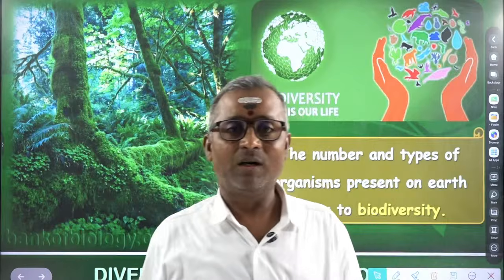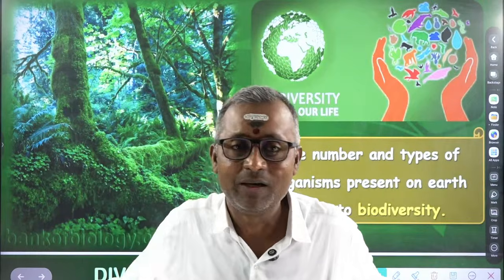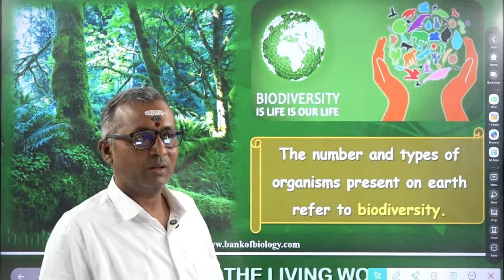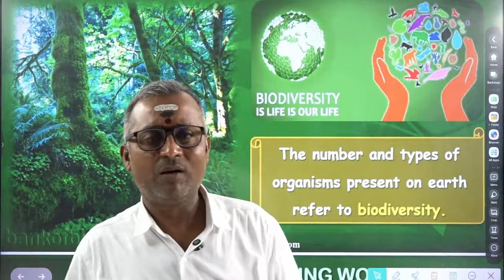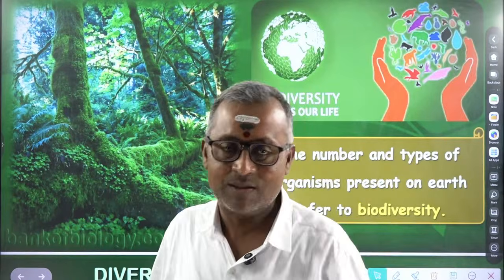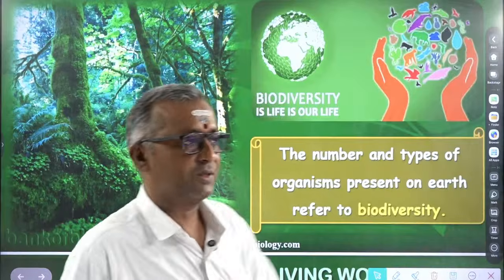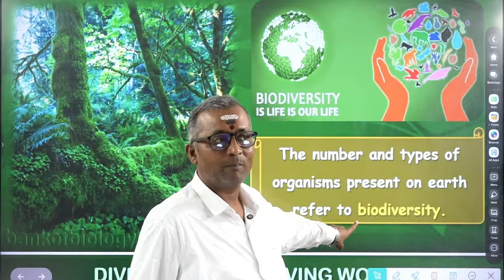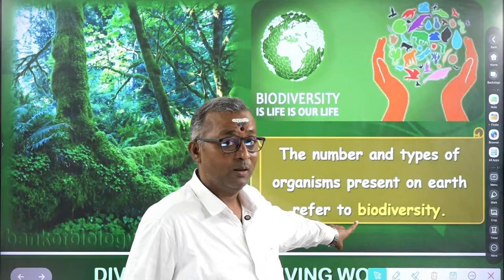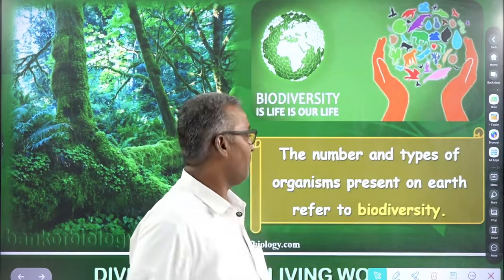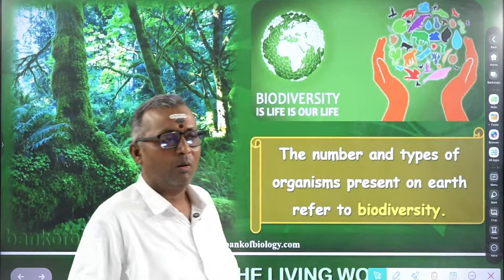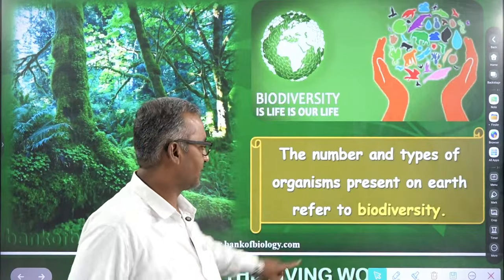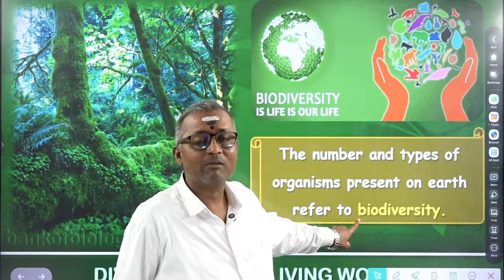Number of kinds of organisms and range of organisms are also increasing. Now all these species, all these different kinds of organisms, we can call as species. All these species together are called biodiversity. What is it called? Biodiversity. So biodiversity is nothing but the different number and types of organisms present on the earth itself.